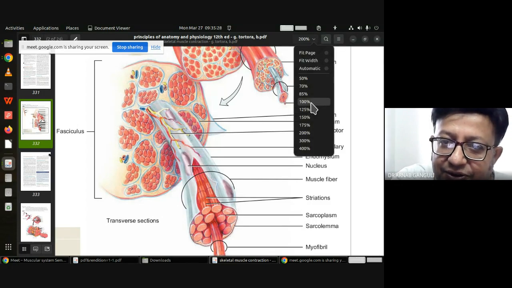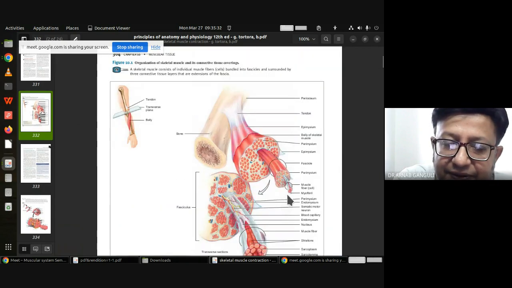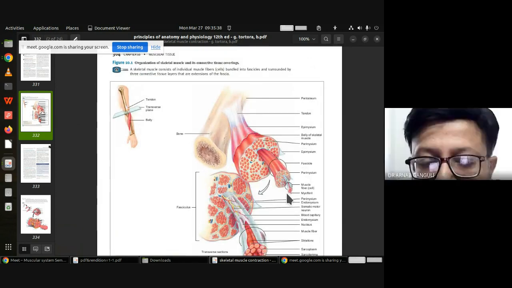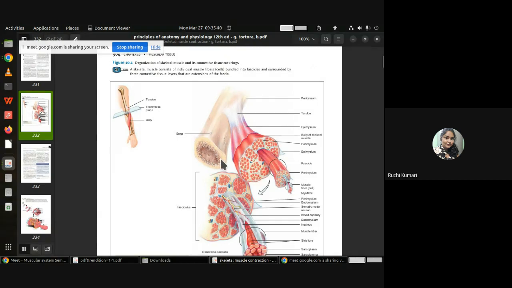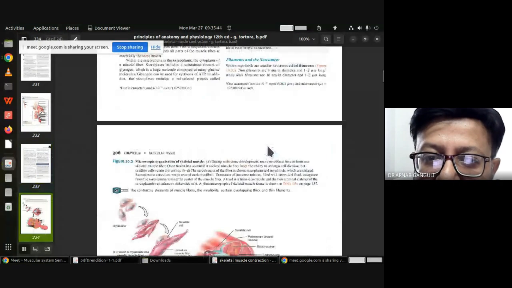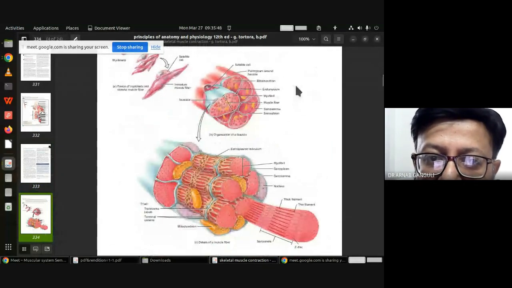Clear? Yes, no? Yes, sir. Shubham? Yes, sir. Okay. So we saw the microscopic anatomy. Let us see it in more detail now.